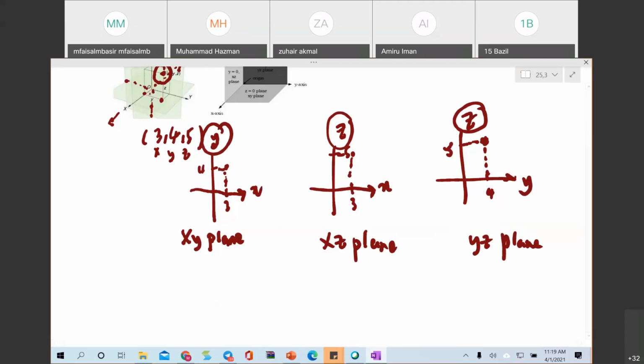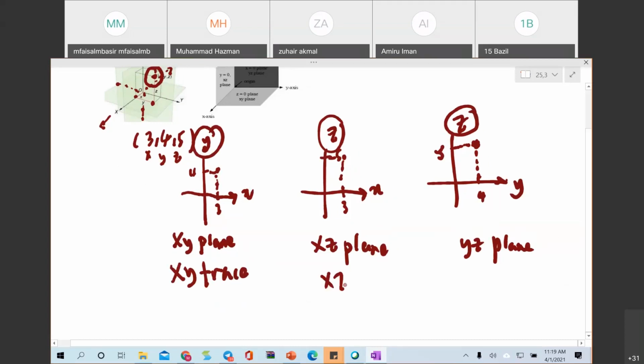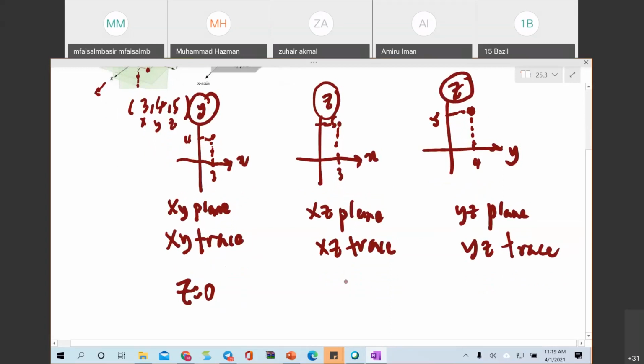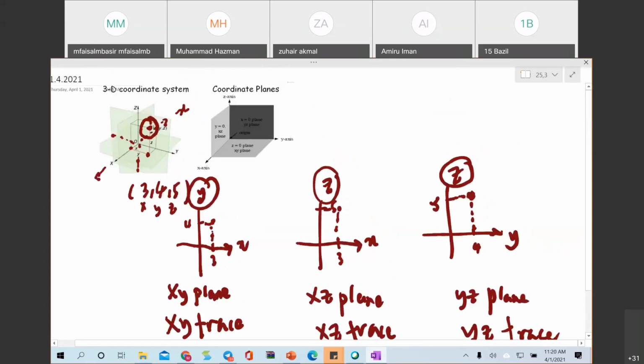Okay. So we call this the XY trace, the XZ trace, the YZ trace. At this part, Z is 0. This is Y equals 0, and here will be X equals 0. So this 3D point will change to here, and will lead to this.